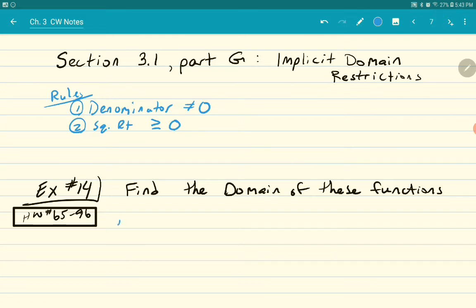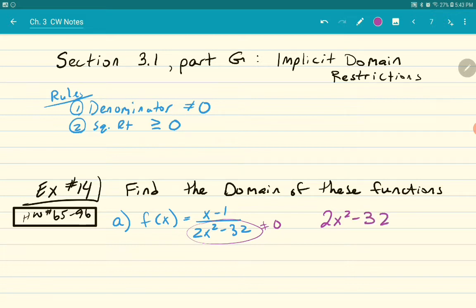Number 14, let's look at example A. Let's do f of x equals x minus 1 over 2x squared minus 32. So we ask, what can x not be? What is the restriction? Well, there's no square root, so I'm not worried about rule number 2, but rule number 1 says a denominator cannot be 0. So to find my domain restriction, I'm going to say that this thing cannot be equal to 0.